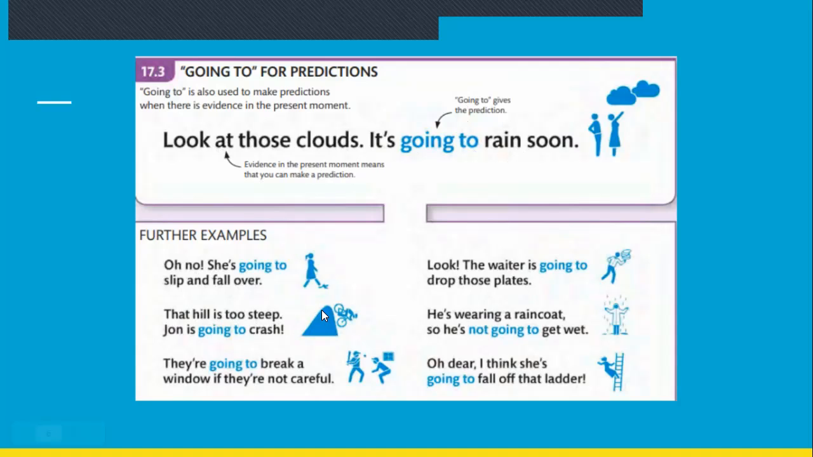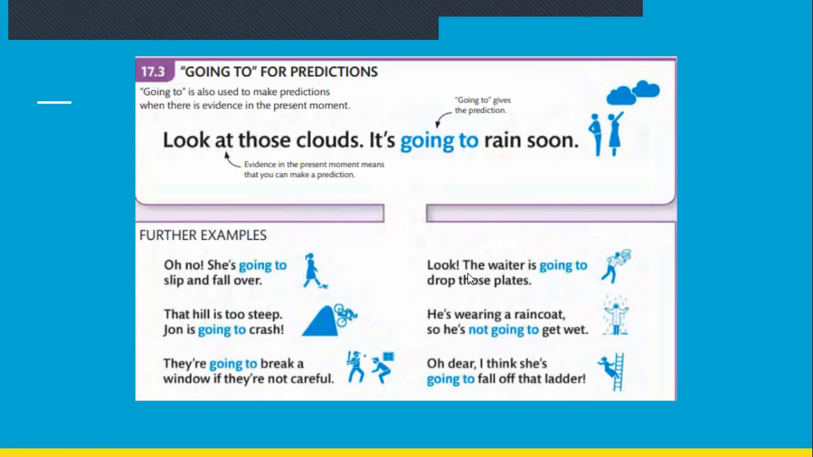That hill is too steep. Jonah is going to crash. She's making a prediction based on the evidence that the hill is too steep. So his cycle will go out of his control and he's going to crash. They're going to break a window if they're not careful. So you see a bunch of rowdy boys playing baseball. And so because they're not being careful, that's evidence for you to say they're going to break a window if they're not careful.